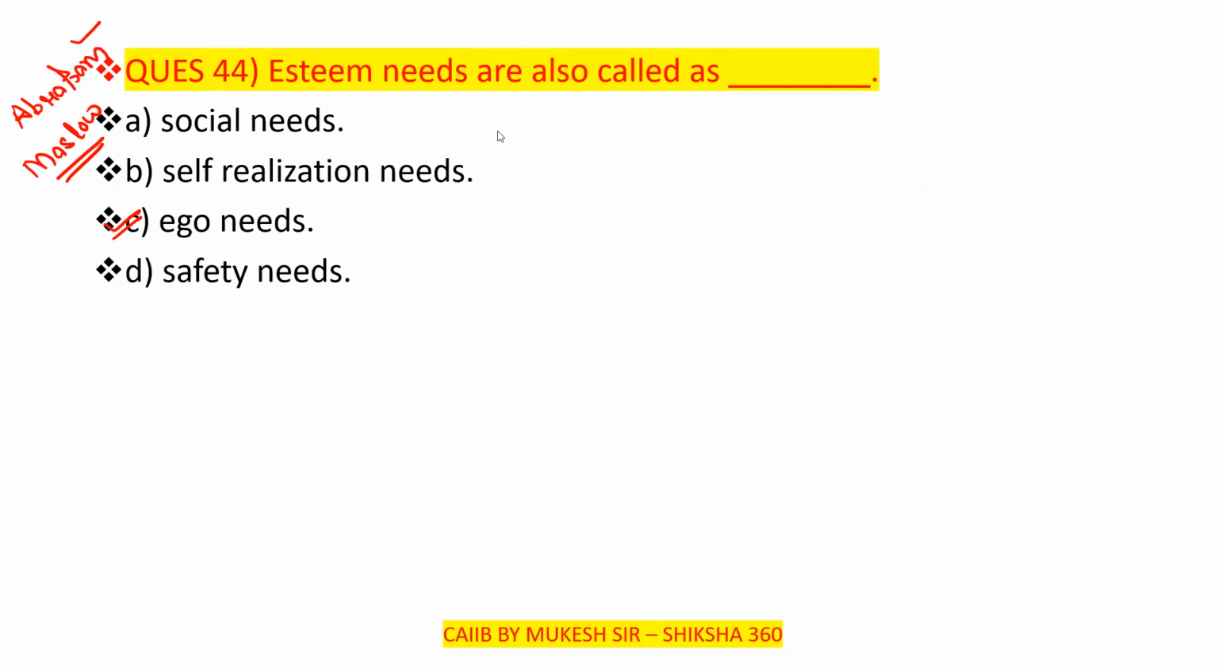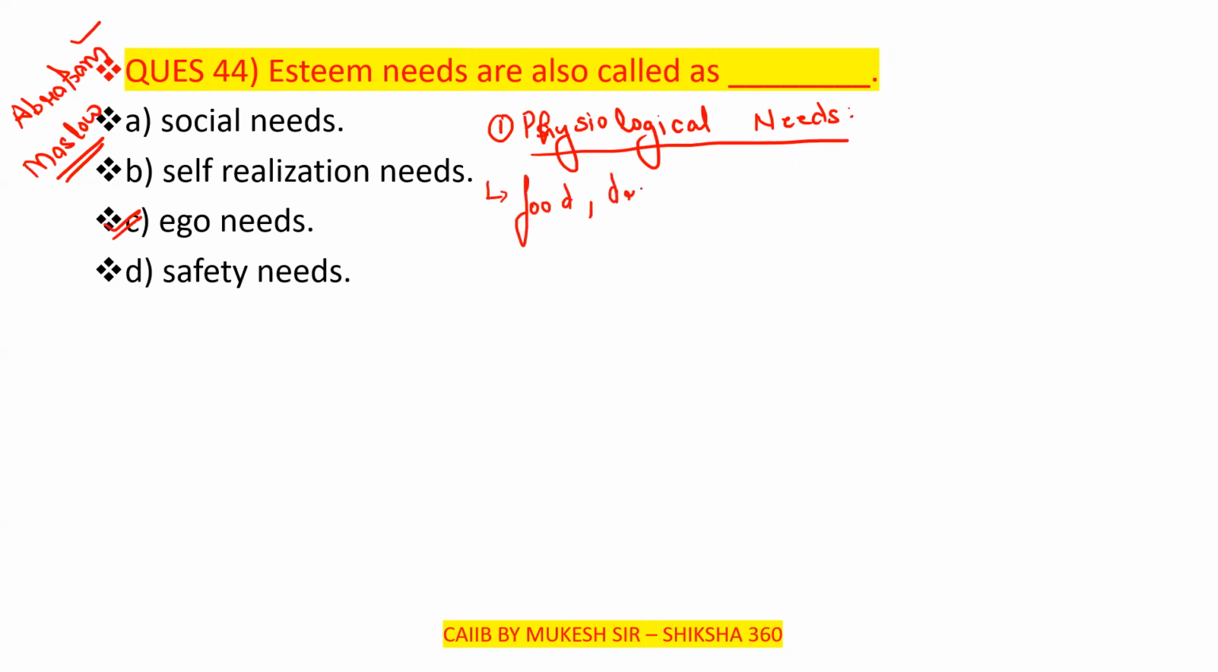I will discuss the needs in a little bit of detail. First one is physiological needs. What comes under the physiological needs? Can anyone tell, if anyone is aware? It includes food, drink, shelter, oxygen, sleep. Clear? All these things come under that. Those are the basic things.